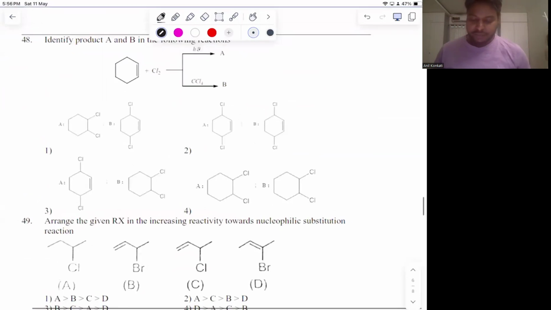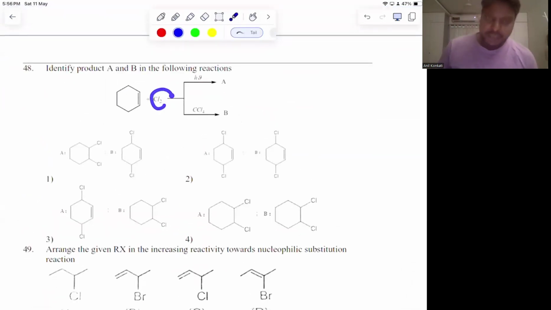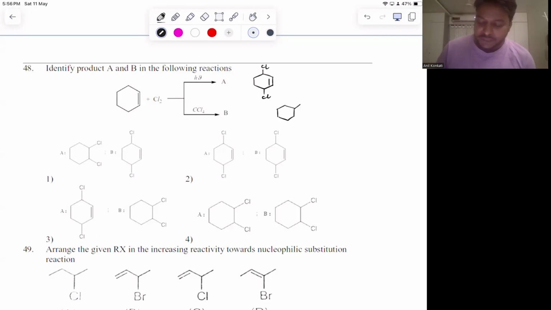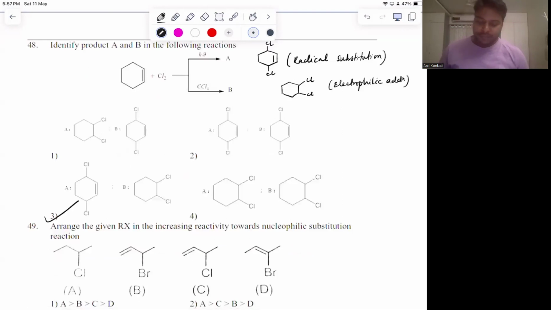Check out 48. When you treat Cl2 with HNu, it is a substitution reaction and the more stable position is the allyl position. So chlorine will get substituted here. When you treat in the presence of CCl4, it is an addition reaction, so this is electrophilic addition. And here it is radical substitution. Then the best option matched here is 3.